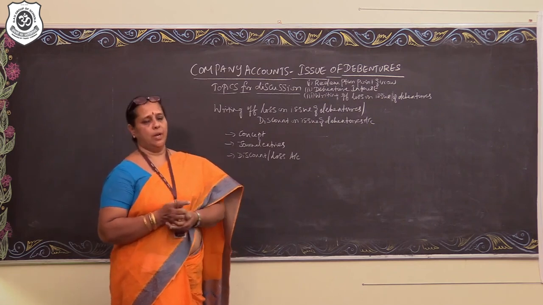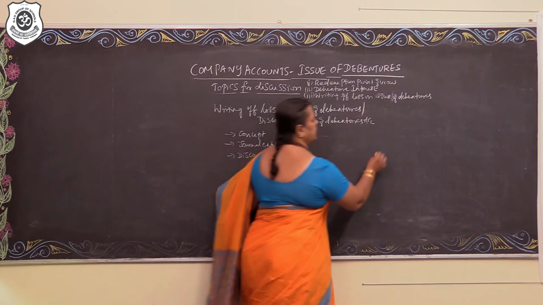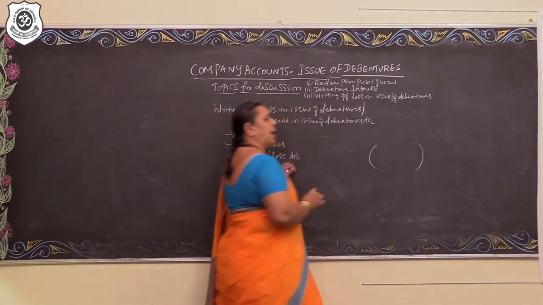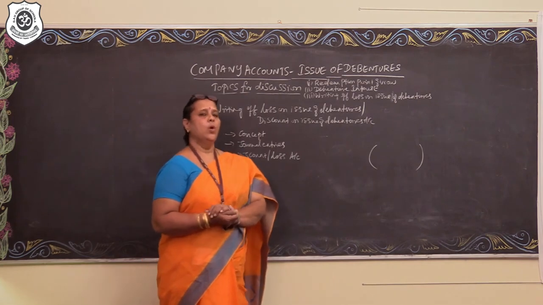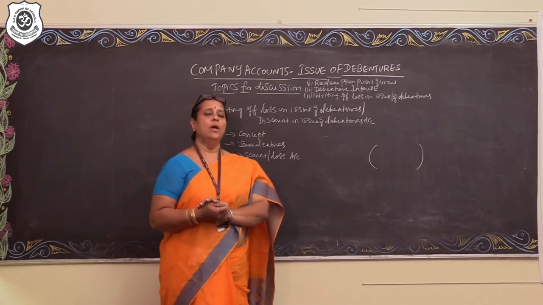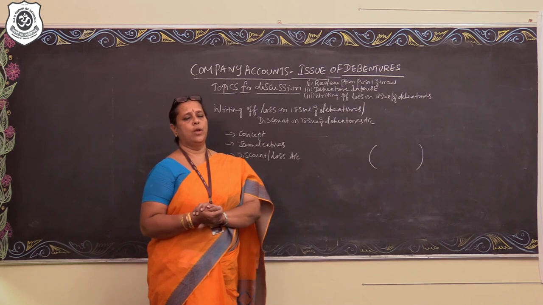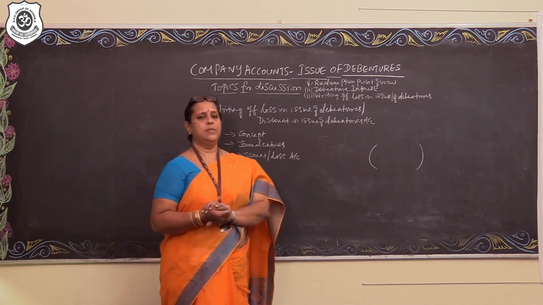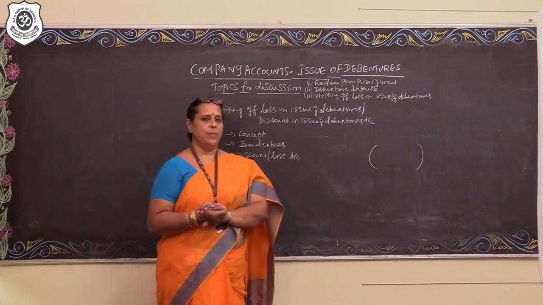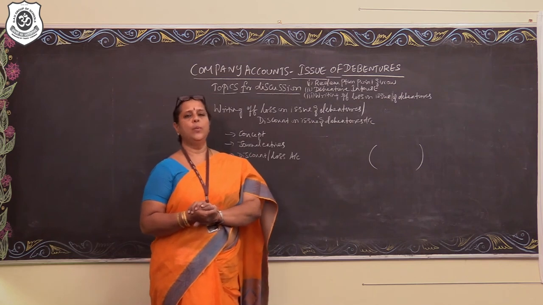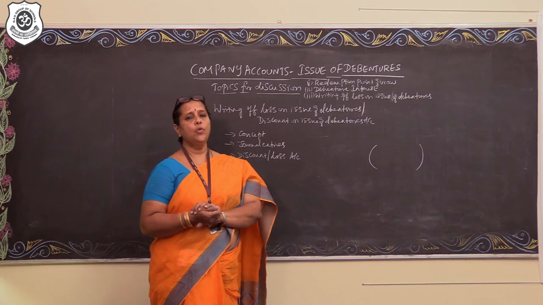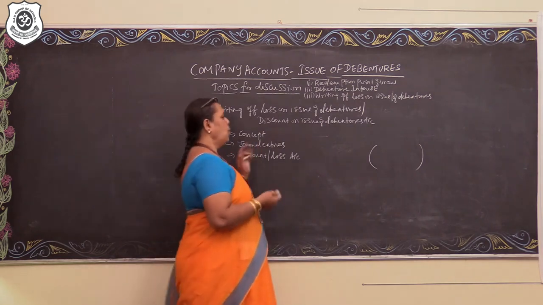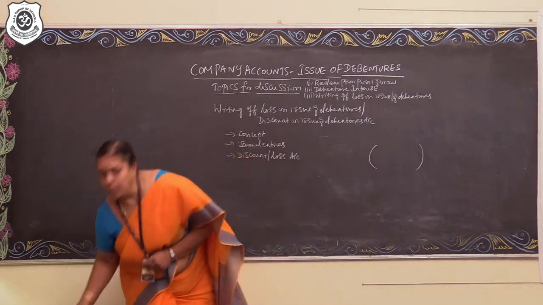Such accounting treatment will be shown as a deduction in the balance sheet under reserves and surplus. So, now we shall be learning about the journal entry for writing off of discount on issue of debentures or loss on issue of debentures. Then we shall be opening the discount on issue of debentures account or loss on issue of debentures account. So, what journal entry are we going to pass now?